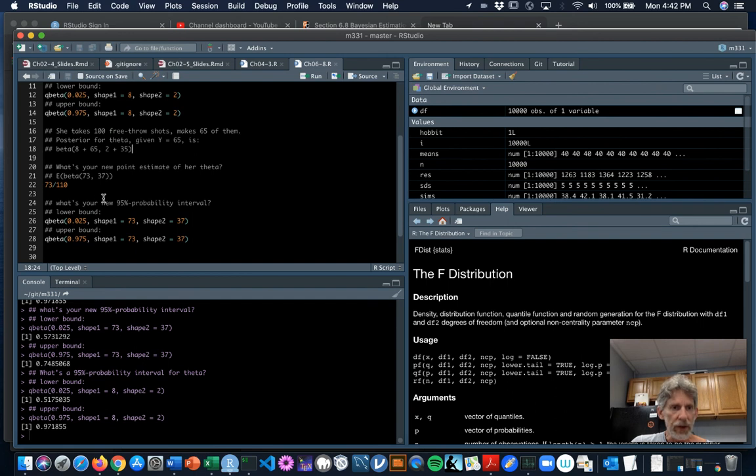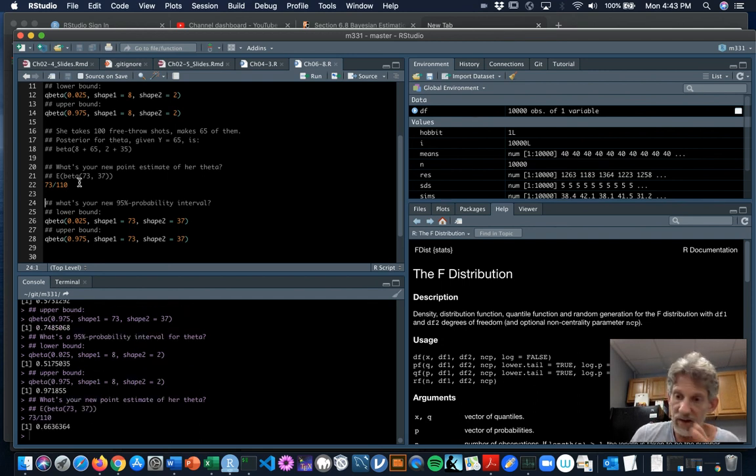So what's your new point estimate? Well, what's the expected value of a beta 73, 37? It would be 73 over 73 plus 37, 73 over 110. Let's give that a try. That's 66%. So even though she only made 65% in these 100 tries, you're still thinking she might be a little better than that. And that's because she comes from a population where the average was 80%.